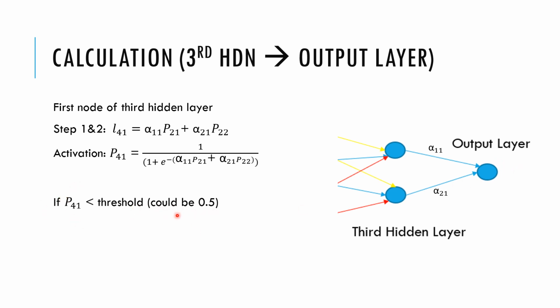We can set our threshold value, ideally it is 0.5. If it's less than 0.5, that means it is 0. Otherwise, if it is equal to or more than 0.5, then it is 1. So this is how our model predicts.